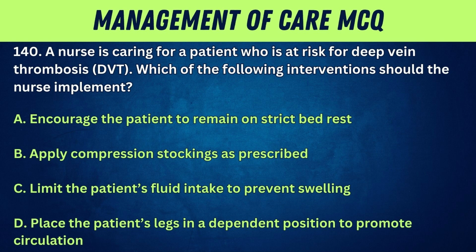140. A nurse is caring for a patient who is at risk for deep vein thrombosis, DVT. Which of the following interventions should the nurse implement? A. Encourage the patient to remain on strict bed rest. B. Apply compression stockings as prescribed. C. Limit the patient's fluid intake to prevent swelling. D. Place the patient's legs in a dependent position to promote circulation.